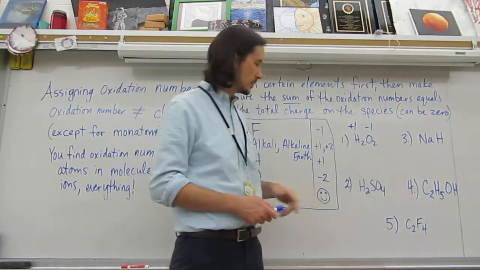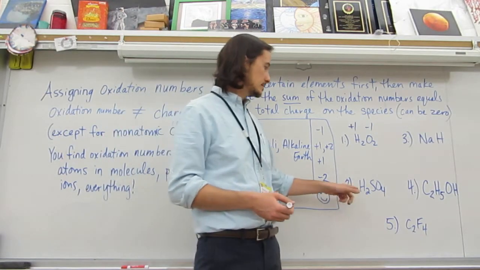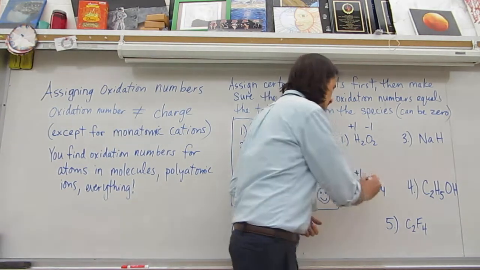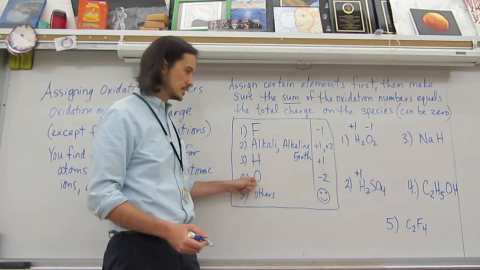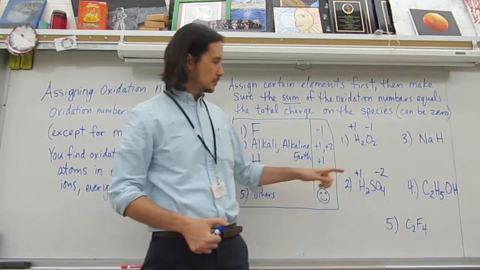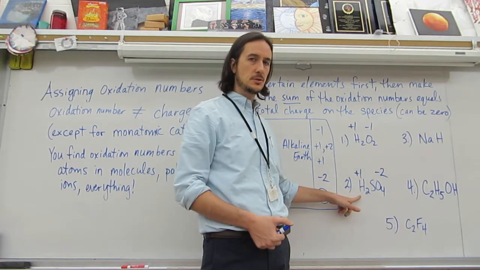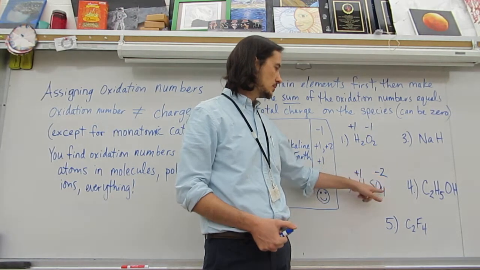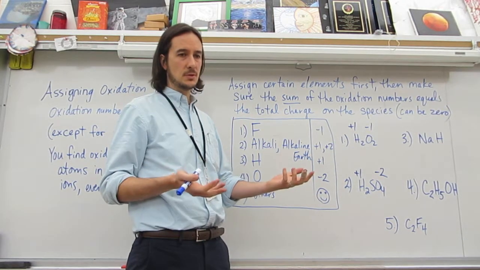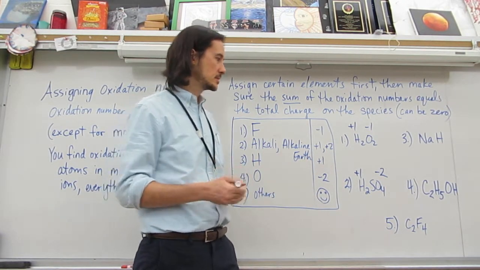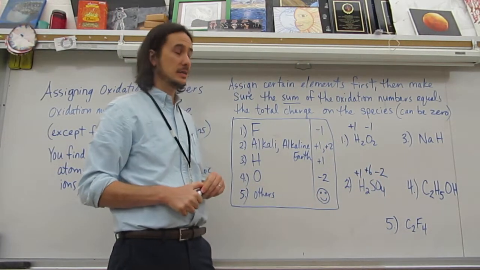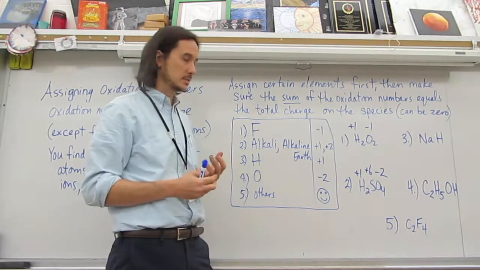Let's go to number 2. We've got sulfuric acid. We'll go in order. So hydrogen comes first. We give it a +1. Oxygen comes next. We give it a -2. Now we've got +1 times 2 is +2, and -2 times 4 is -8. So -8 and +2, we're going to need another +6 to make 0. So sulfur's oxidation state in sulfuric acid is +6.